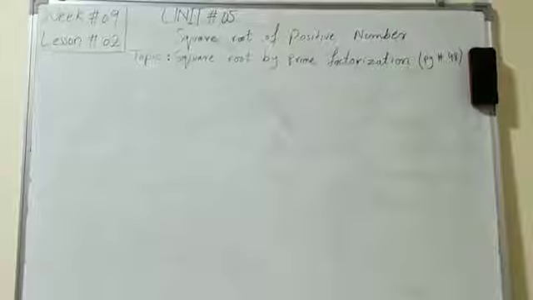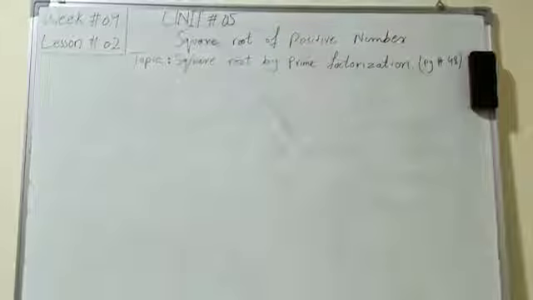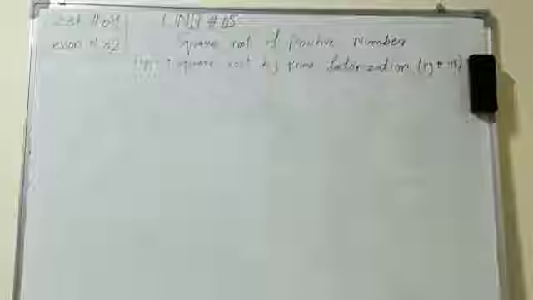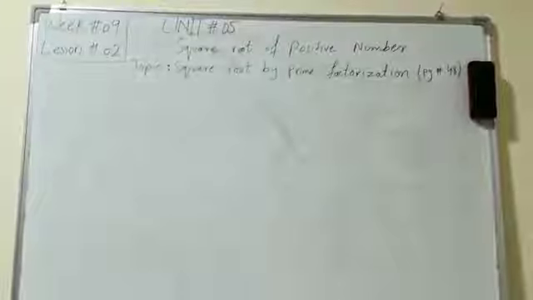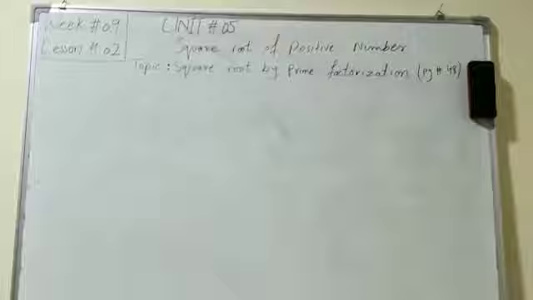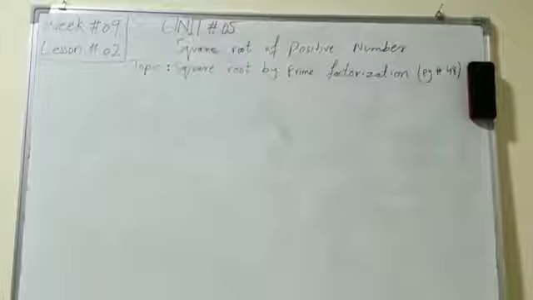We are on unit number 5, that is square root of a positive number. Our today's topic is finding square root by prime factorization. So we will start exercise 5b, question number 1 today. Before that we will have a look at the prime factorization for finding the square root.